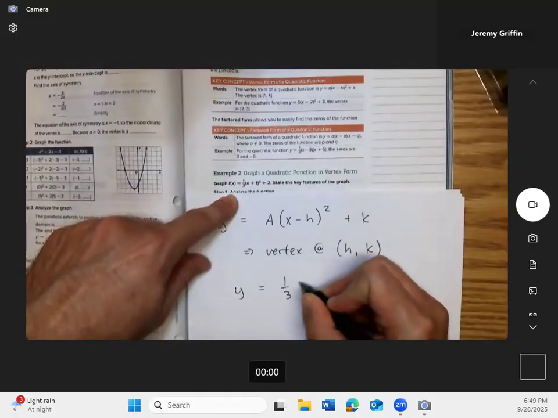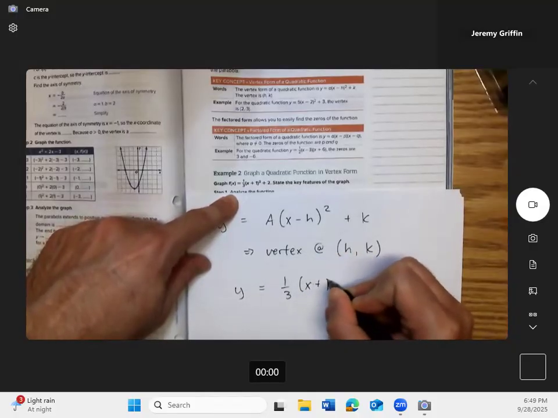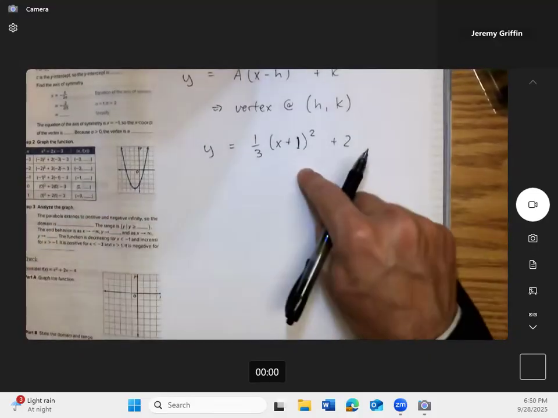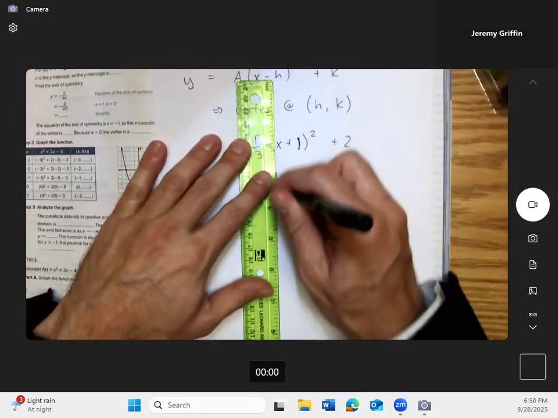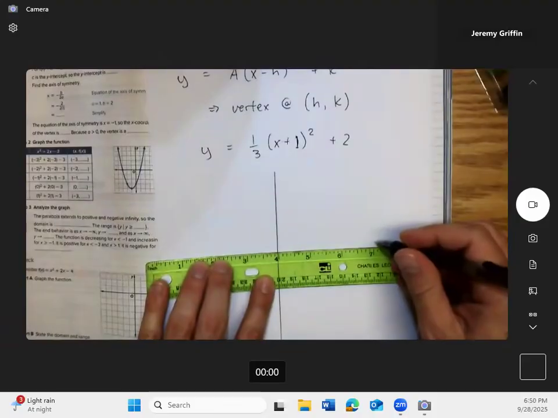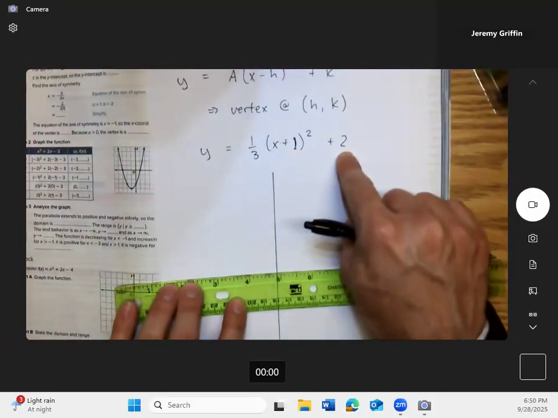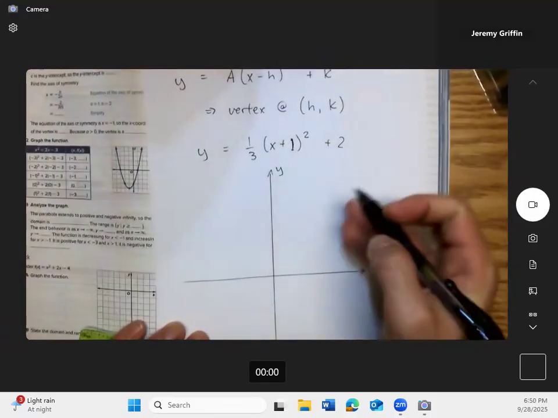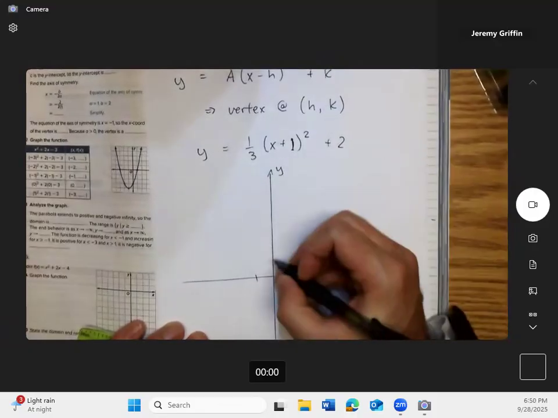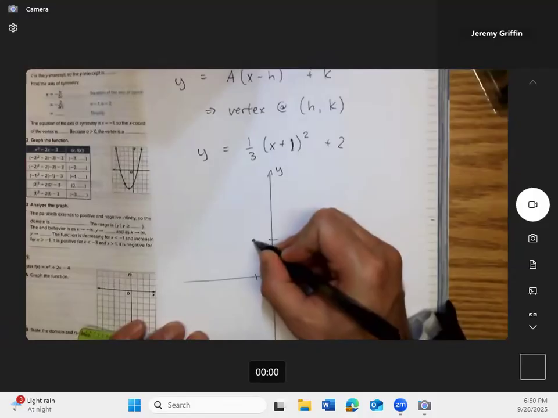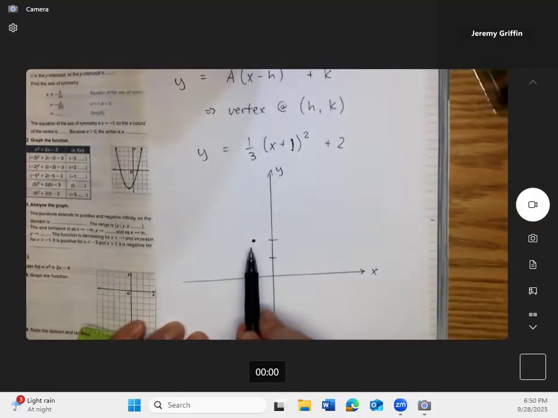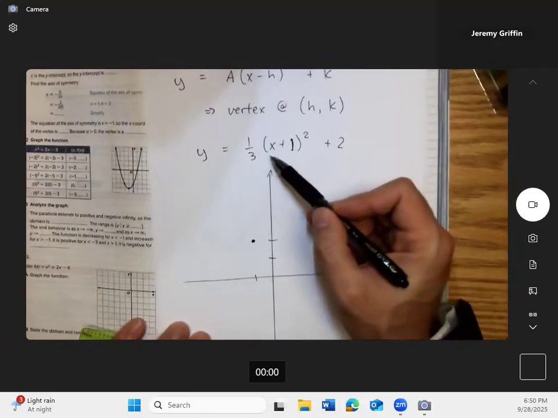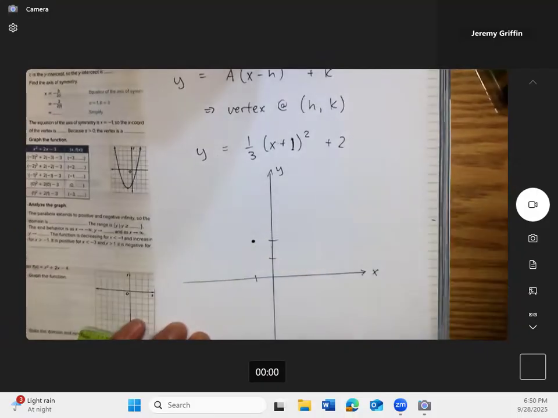y equals 1/3 times (x plus 1) quantity squared, and then plus 2. So I should be able to graph this just from these vertex rules. Plus 1 would be to the left 1, and plus 2 would be up 2. So maybe I should make this x, y. Plus 1 this way, plus 2 this way. Pretty sure the vertex should be right here at (-1, 2). But you can try it out. If you plug in -1 here, this zeroes out, plus 2. So if you plug in -1 for x, you do get 2 for y. So that's definitely the point. That should be the vertex.